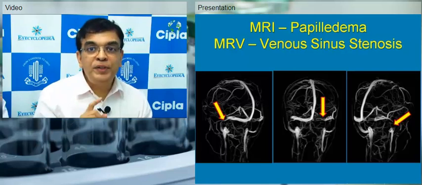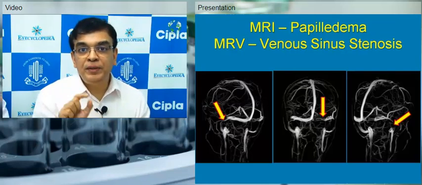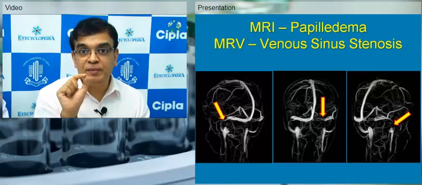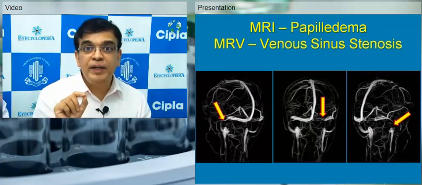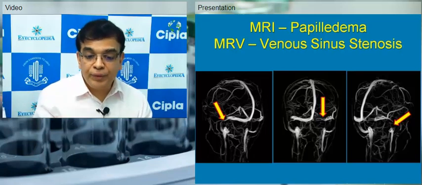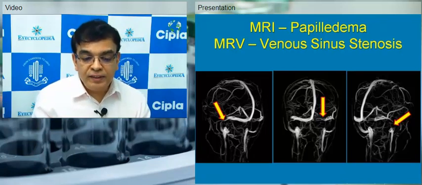One important test that you need to do in a patient with bilateral disc swelling and normal vision, if you suspect papilledema, is not only to order an MRI of the brain, but also an MR venogram. And this is why. Here is a picture of the venogram.